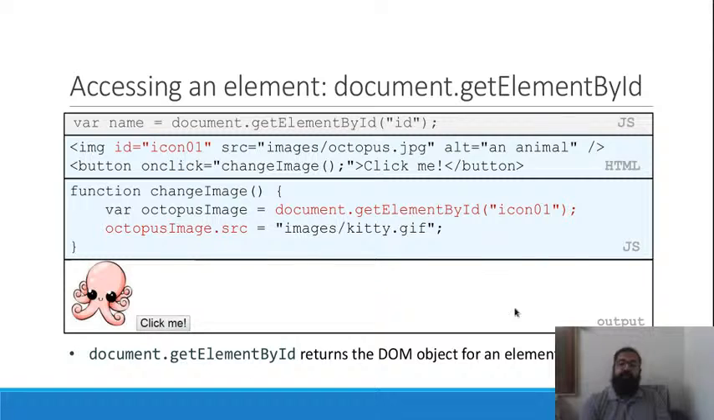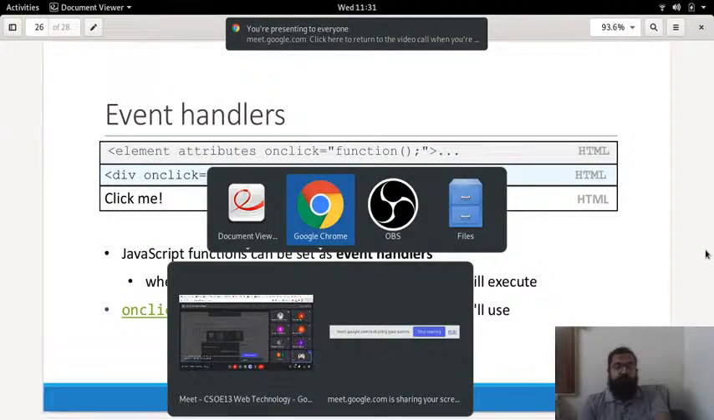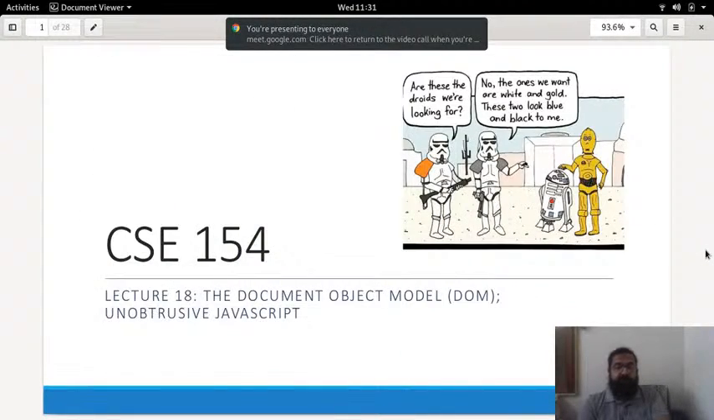So that is how we access the DOM, and we get the object, and then we access the source of that particular thing, right? And then we change the image URL at that location, and that is how we change the image. So that was what we were doing in the last week.